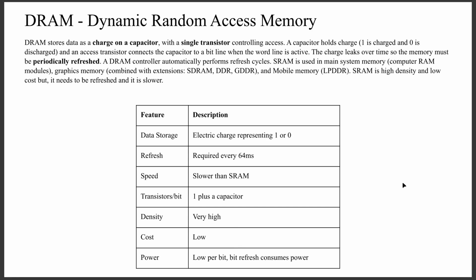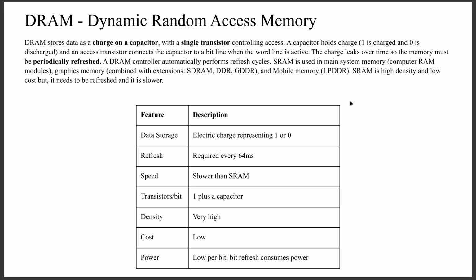Dynamic random access memory. DRAM stores data as a charge on a capacitor with a single transistor controlling access. A capacitor holds charge, and an access transistor connects the capacitor to a bit line when the word line is active. The charge leaks over time, so the memory must be periodically refreshed. A DRAM controller automatically performs refresh cycles.